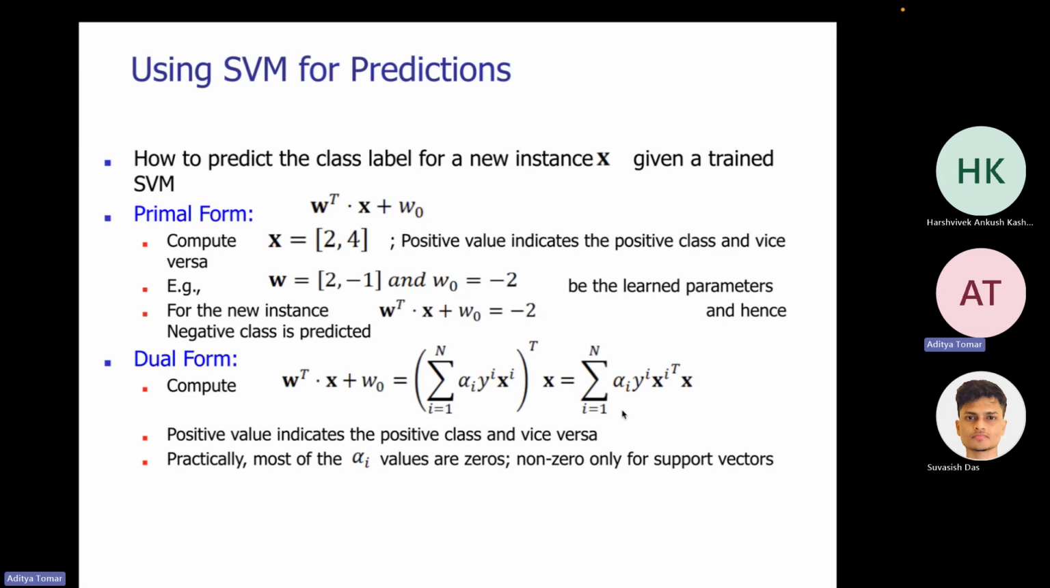Because this yi will give us whether it is plus 1 or minus 1, right? So this multiplication is also important. Any doubt? During test time, what will we do?